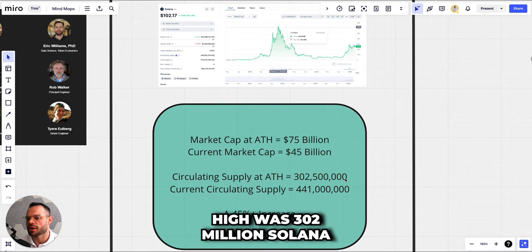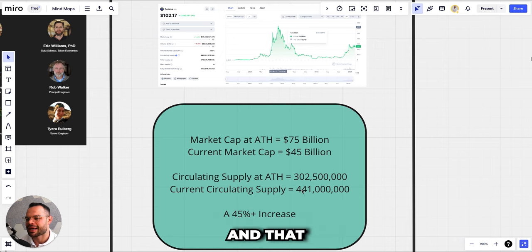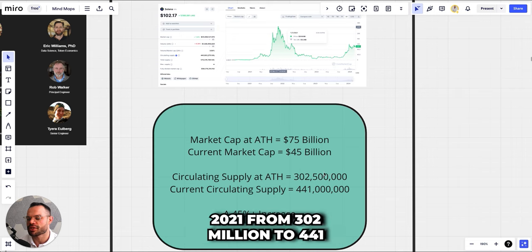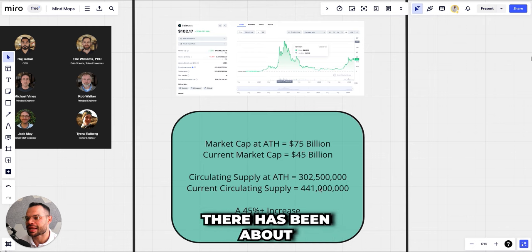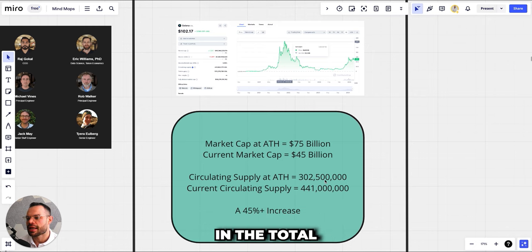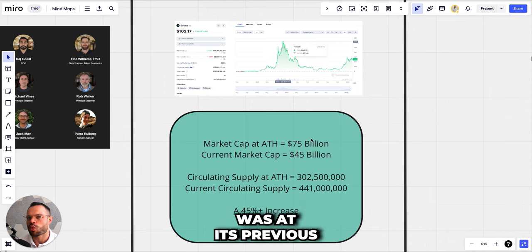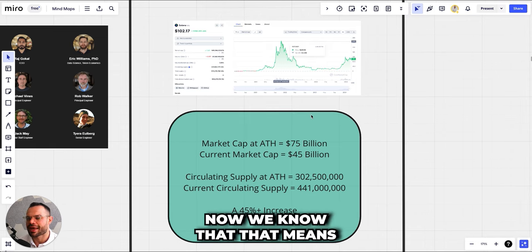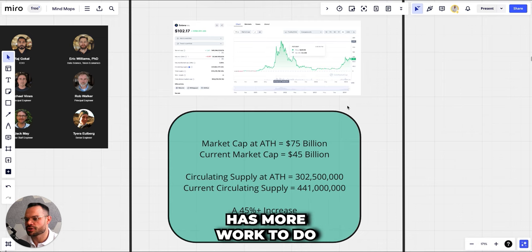Circulating supply at the all-time high was 302 million Solana, and that circulating supply has grown since November 2021 from 302 million to 441 million today. So that means there has been about a 30 to 35% increase in the total circulating supply since Solana was at its previous all-time high. Now, we know that that means the market cap basically has more work to do in order to bring the price higher, because there are so many more tokens in the circulating supply compared to the previous all-time high and the previous all-time high market cap. So a 45% increase is what we're seeing there since the previous all-time high.